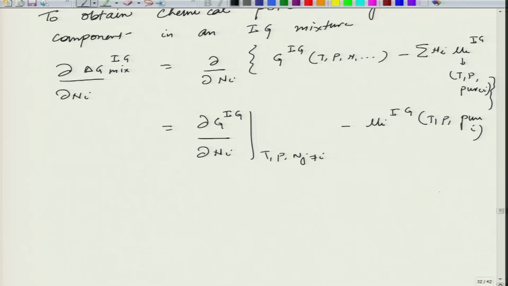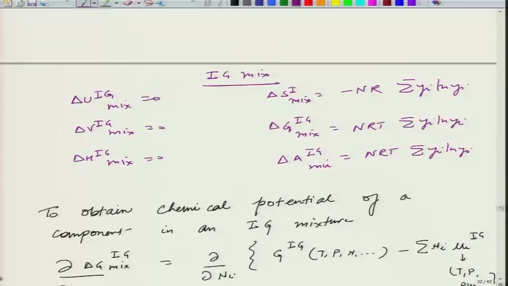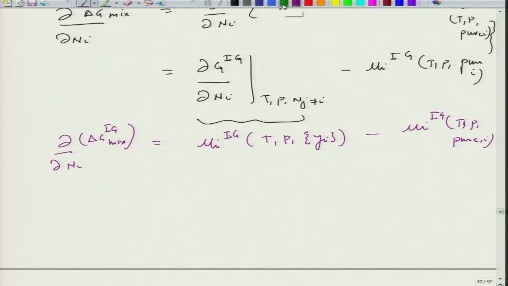Now you have this expression, and this one is going to be nothing but mu i, because it is the partial derivative of the free energy with respect to Ni. So this is mu i of ideal gas at T, P and the composition or the mole fraction yi, minus of course mu i IG at T, P pure. So this is your del by del Ni of delta G IG mix. But you have already calculated delta G mix, that is this term. So I am going to now put this on the left hand side and obtain a separate relation here. This is nothing but del by del Ni of nRT summation yi ln yi.